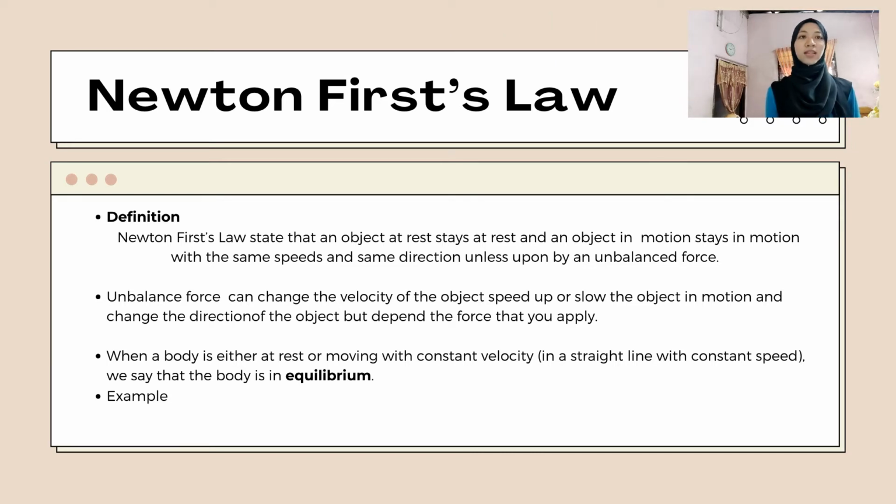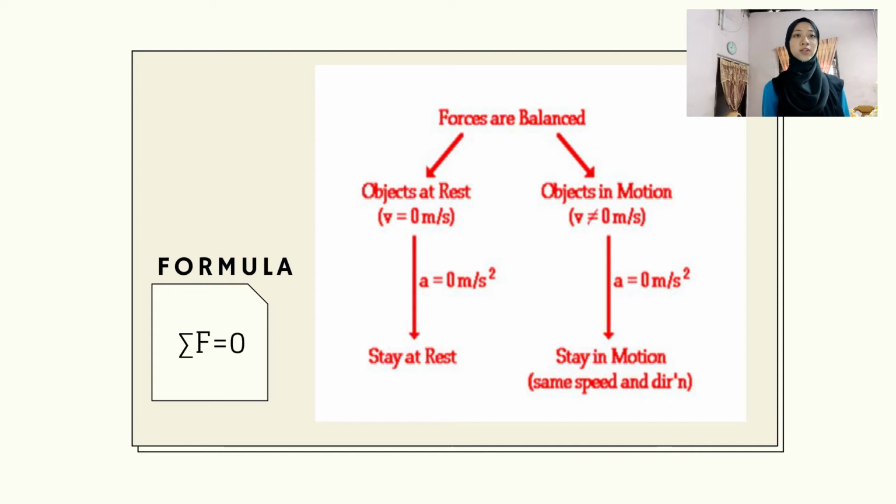When a body is either at rest or moving with constant velocity in a straight line with constant speed, we say that the object is in equilibrium. Okay, formula for Newton's first law: total force is equal to 0.